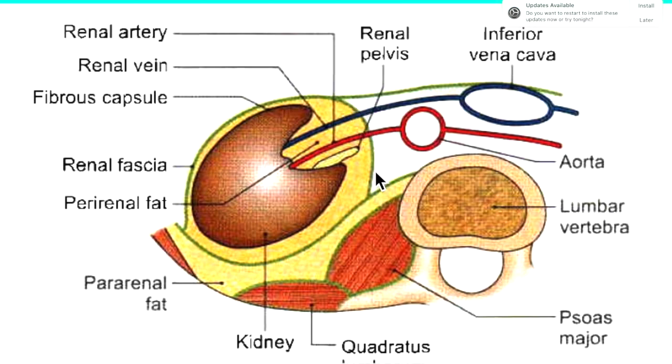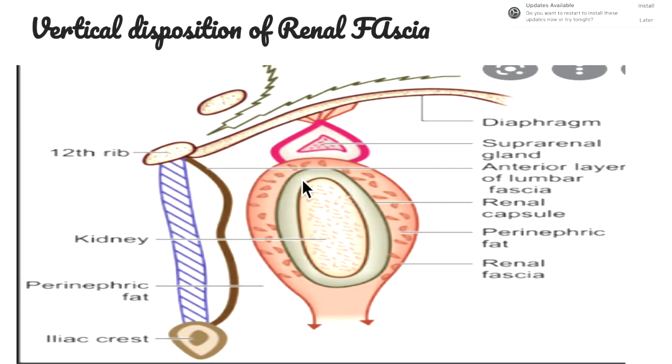See here on the medial side, there will be the medial septum, which is extended from the anterior layer of the renal fascia. Through this medial septum, we will see the passage of these renal vessels. This is about the disposition of the lateral and medial side, medial septum, and posterior layer. Now we'll see about the anterior above disposition. First we have to see the image.